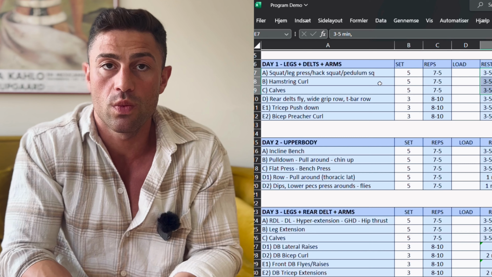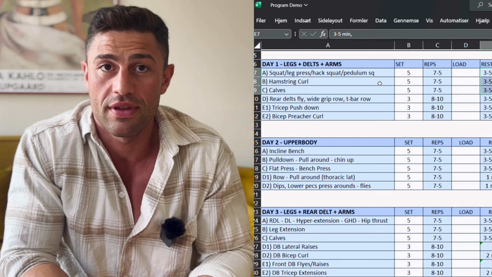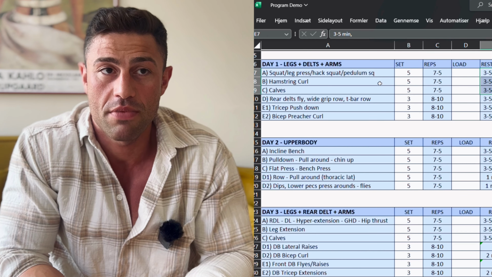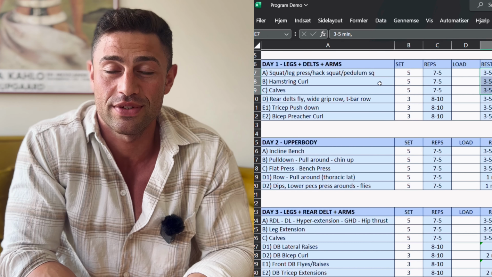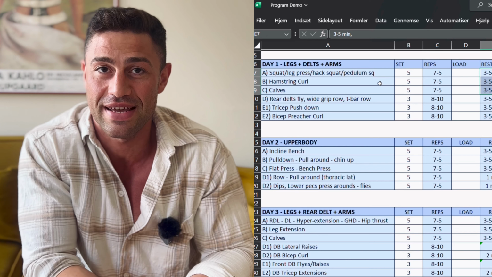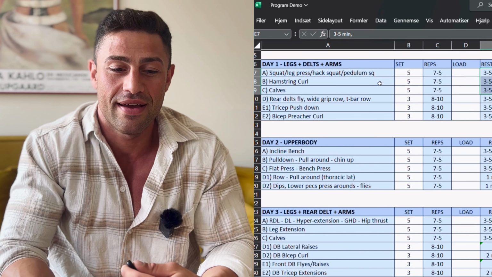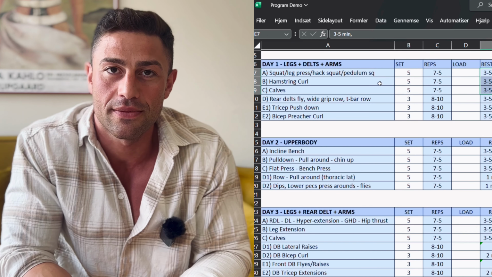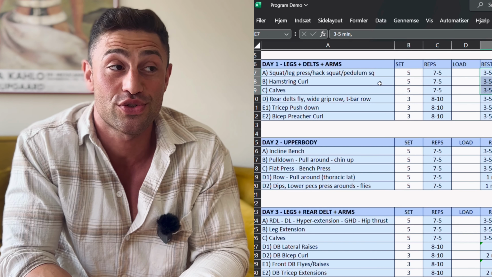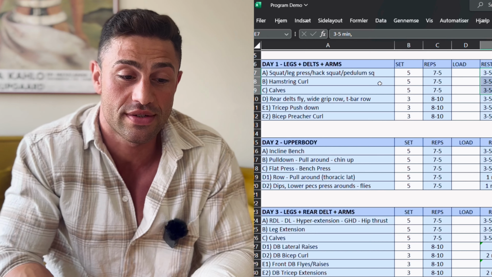This is just one way. Yes, I did write this program in 5 or 10 minutes, but this is a result of the last 13 years of me working out in the gym. Okay, this wasn't written in 10 minutes. This is the result of my experience inside the gym, and this is just the basics. There are so many variations, so many different ways to design a training program.